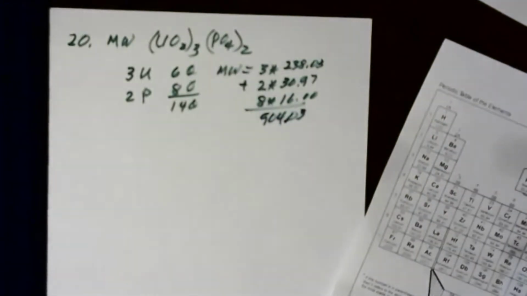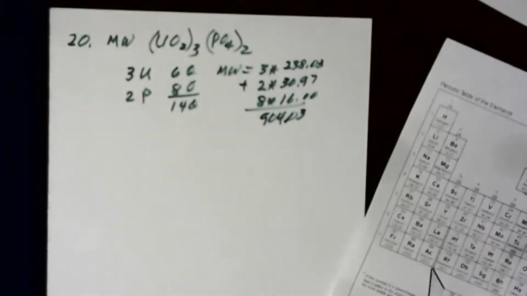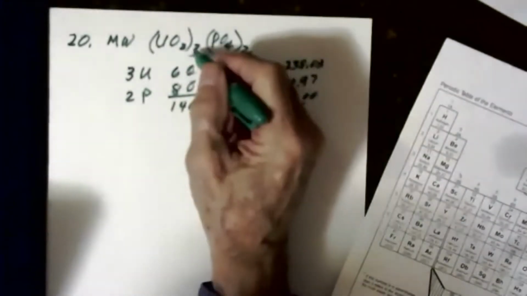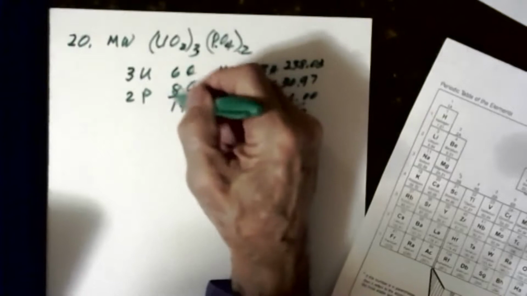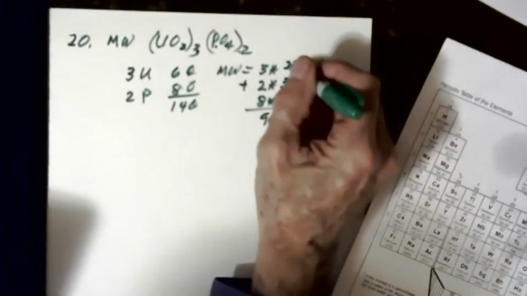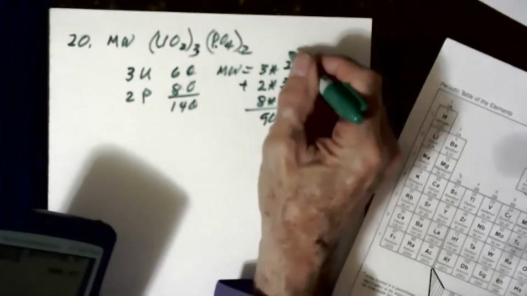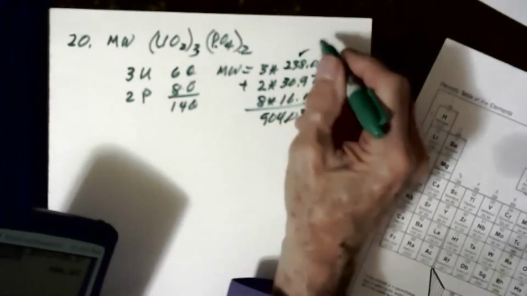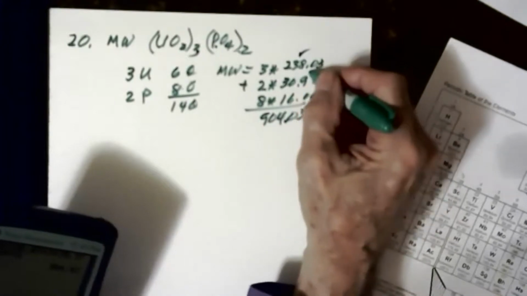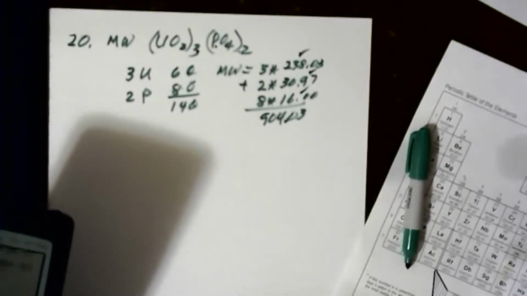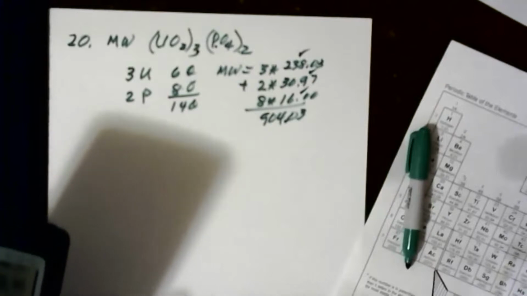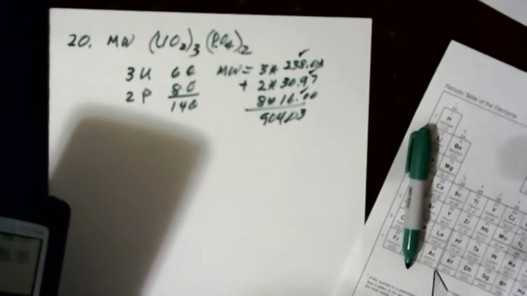3 uraniums, 6 oxygens, 2 phosphoruses, 8 oxygens, 6 and 8 is 14. So 3 uraniums, uranium is 238.03. Phosphorus is 30.97, that's correct. Oxygen I know is 16. Let's try one more time. 3 times 238.03 plus 2 times 30.97 plus 8 times 16.